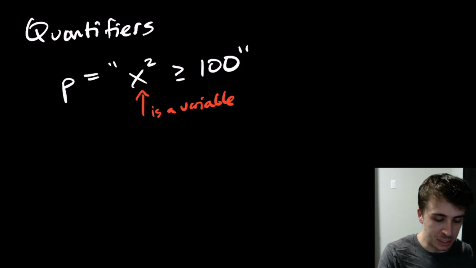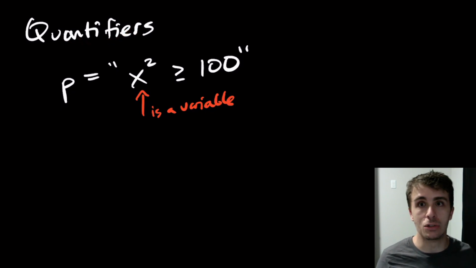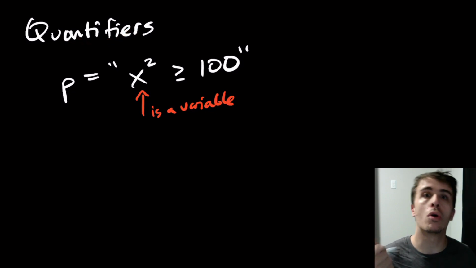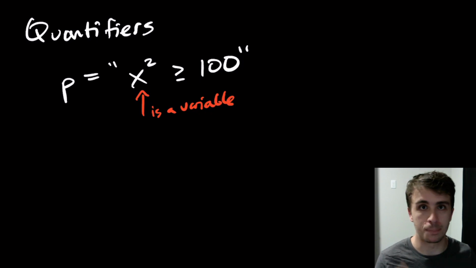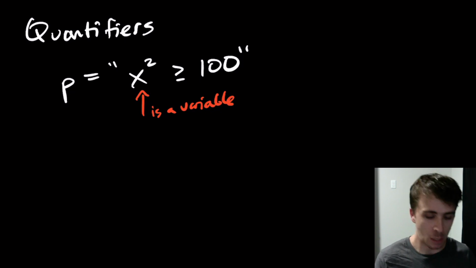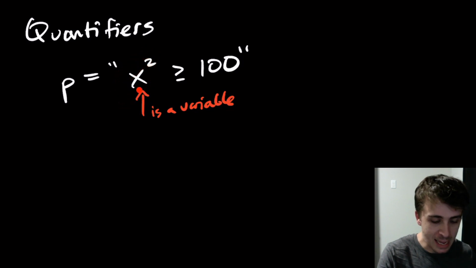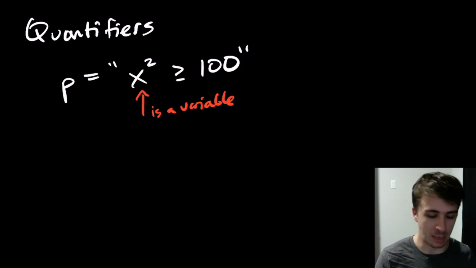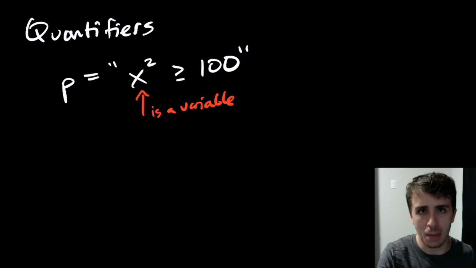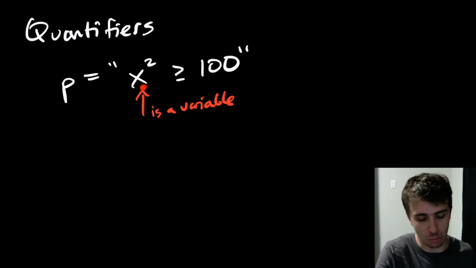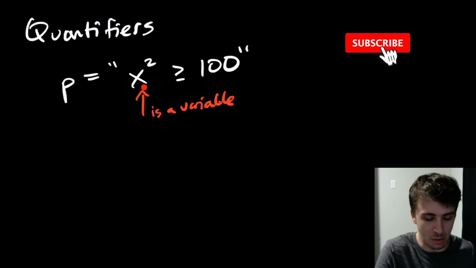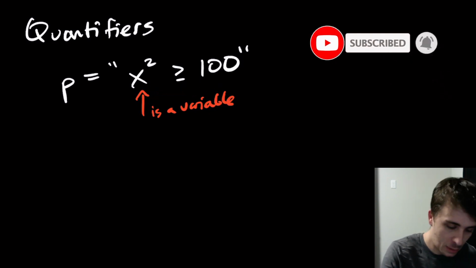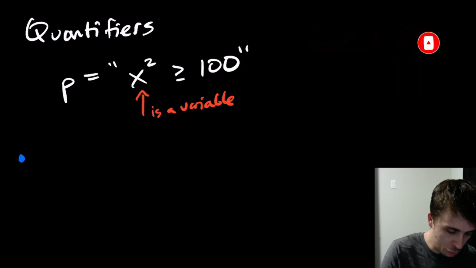So what we want to say here is that for certain values of x, the proposition is true, or maybe we want a proposition where every single possible valuation of the variable makes it true. If I said for every possible x, x squared is at least 100, that is not true because I can just put in 1 or 0 or something. But if I said there exists some x such that x squared is at least 100, then that is true because 10 is a perfectly valid value of x such that x squared is at least 100.